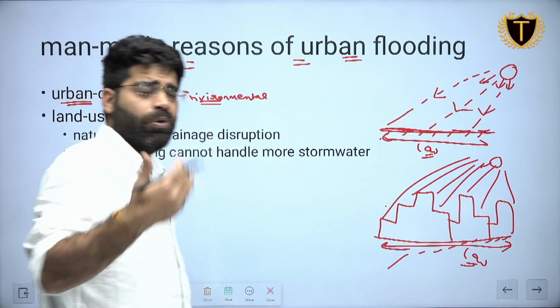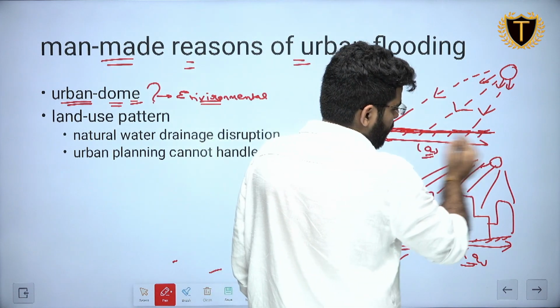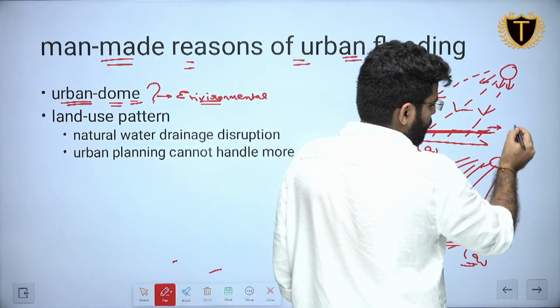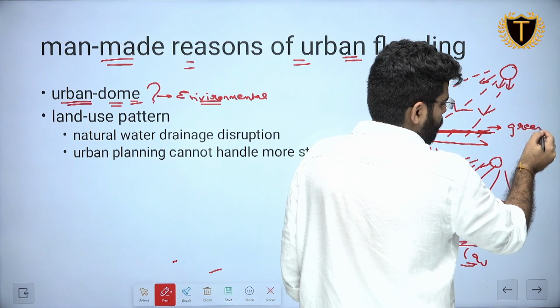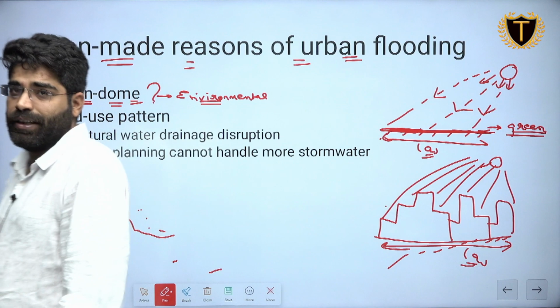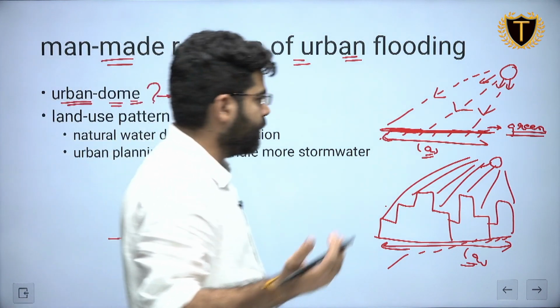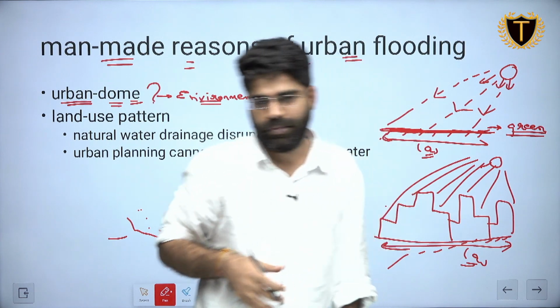Now there is one more difference. Earlier when this area used to be clear, it was obviously green, which means it would have had a greater capacity to reflect back the sun's insolation.